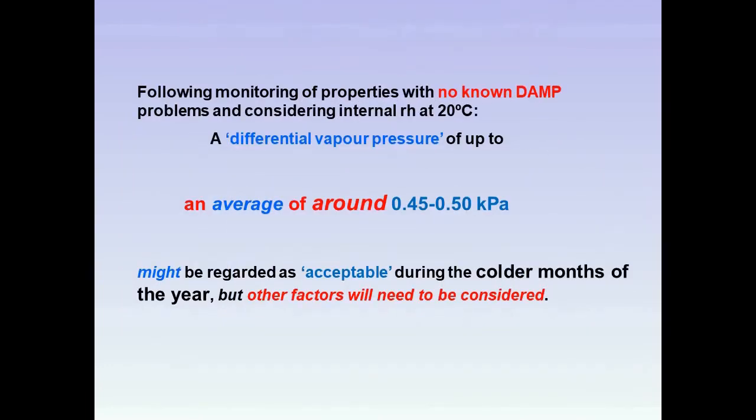Following monitoring of properties with no known damp problems and considering an internal relative humidity at 20 degrees, a differential vapor pressure of up to an average of around 0.45 to 0.50 kilopascals might be regarded as acceptable during the colder months of the year, but certainly not during the summer. But in looking at this, there may be other factors to be considered.